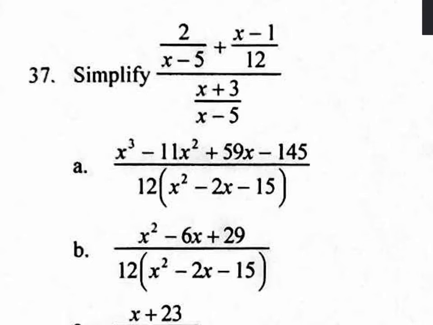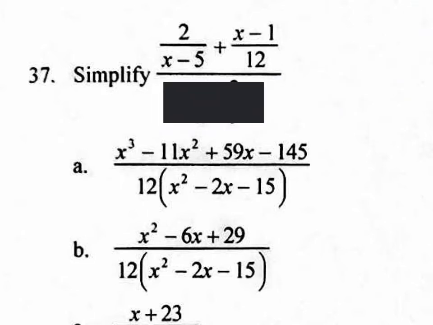We have a complex rational expression, fractions within fractions, and there's different ways of doing this. One option is to ignore the bottom and just work on the top. You need a common denominator to be able to add these two fractions, and you would get an answer up on top. I'm just going to put A for an answer.